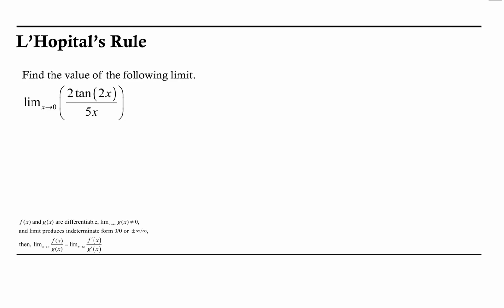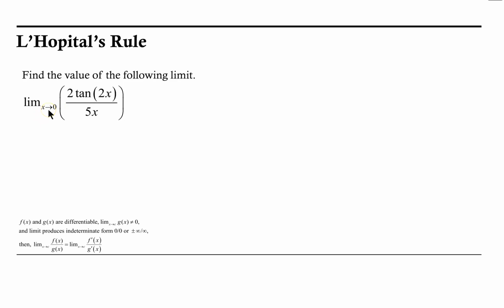Welcome. Let's take a look at the limit as x approaches 0 of 2 tangent of 2x divided by 5x. We want to find the value of this limit and apply L'Hopital's rule appropriately in that process. Recall that L'Hopital's rule can be applied in the case where a limit produces the indeterminate form 0 over 0 or infinity over infinity. So let's go ahead and take a look at this limit.